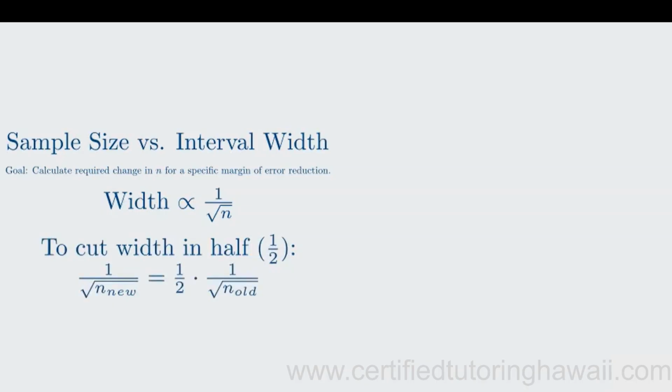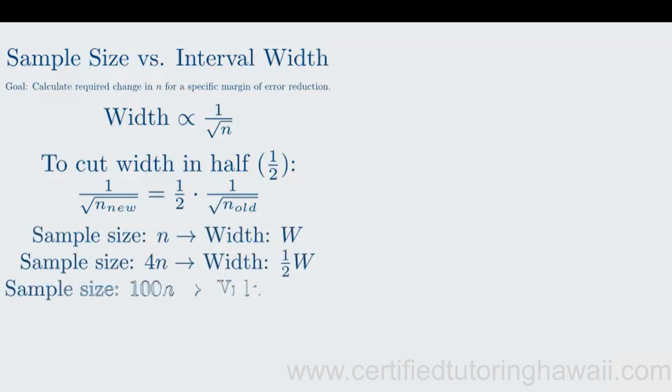Let's look at the math. To get a 2 in the denominator of the result, we would need to multiply n by 4 because the square root of 4 is 2. So, to cut the width of your confidence interval in half while keeping everything else the same, you actually need a sample size that is 4 times larger.